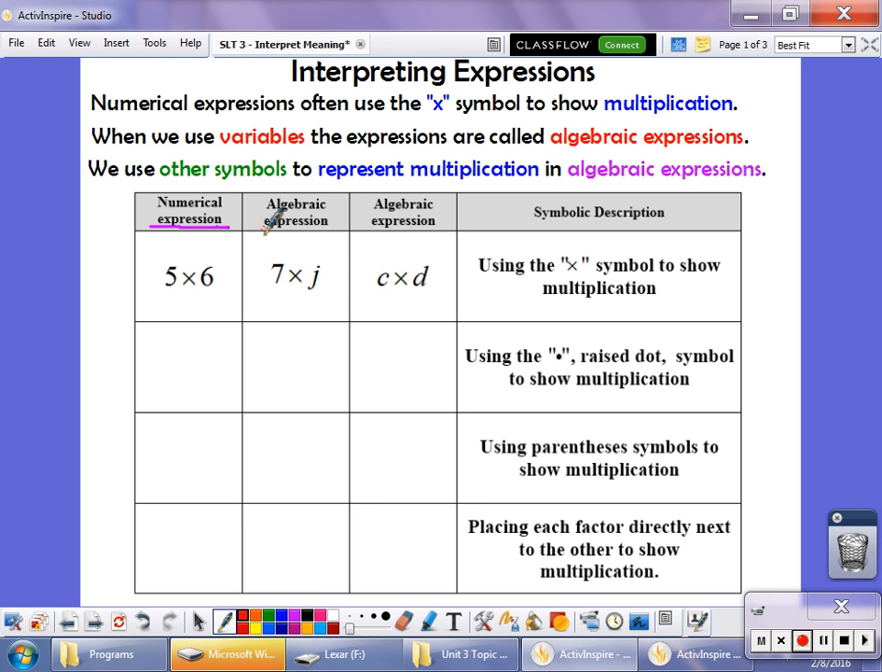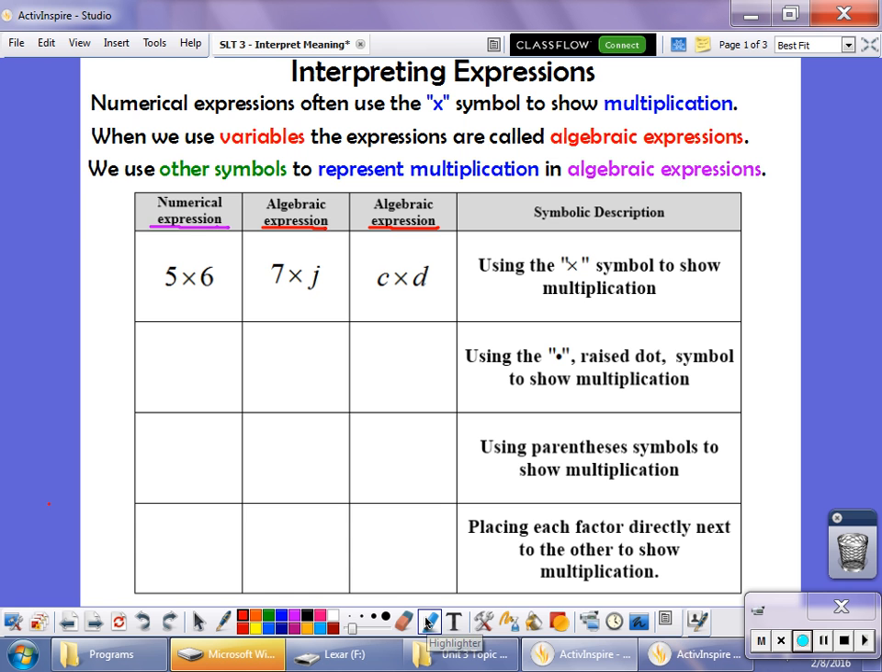The other type of expression we can have is what we call an algebraic expression. Algebraic expressions can have numbers and mathematical symbols, but they can also have letters in them. And you can see that here, 7 times j. This letter is called a variable, and we'll talk about that a little bit later.